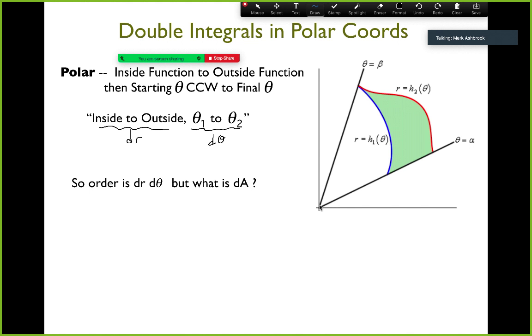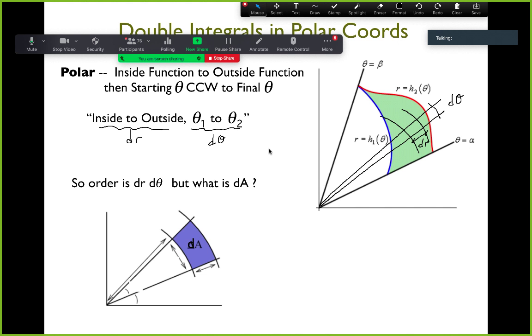If I take a little d theta, it would be a little sliver of opening, and then dr would be a little change in radius. Okay, and so we're still going to have kind of rectangular-ish elements, but they're not based on x and y anymore, right? They're based on distance, dr, and d theta, but theta is not a distance, right? So it's kind of a little weird. So here's our dA.